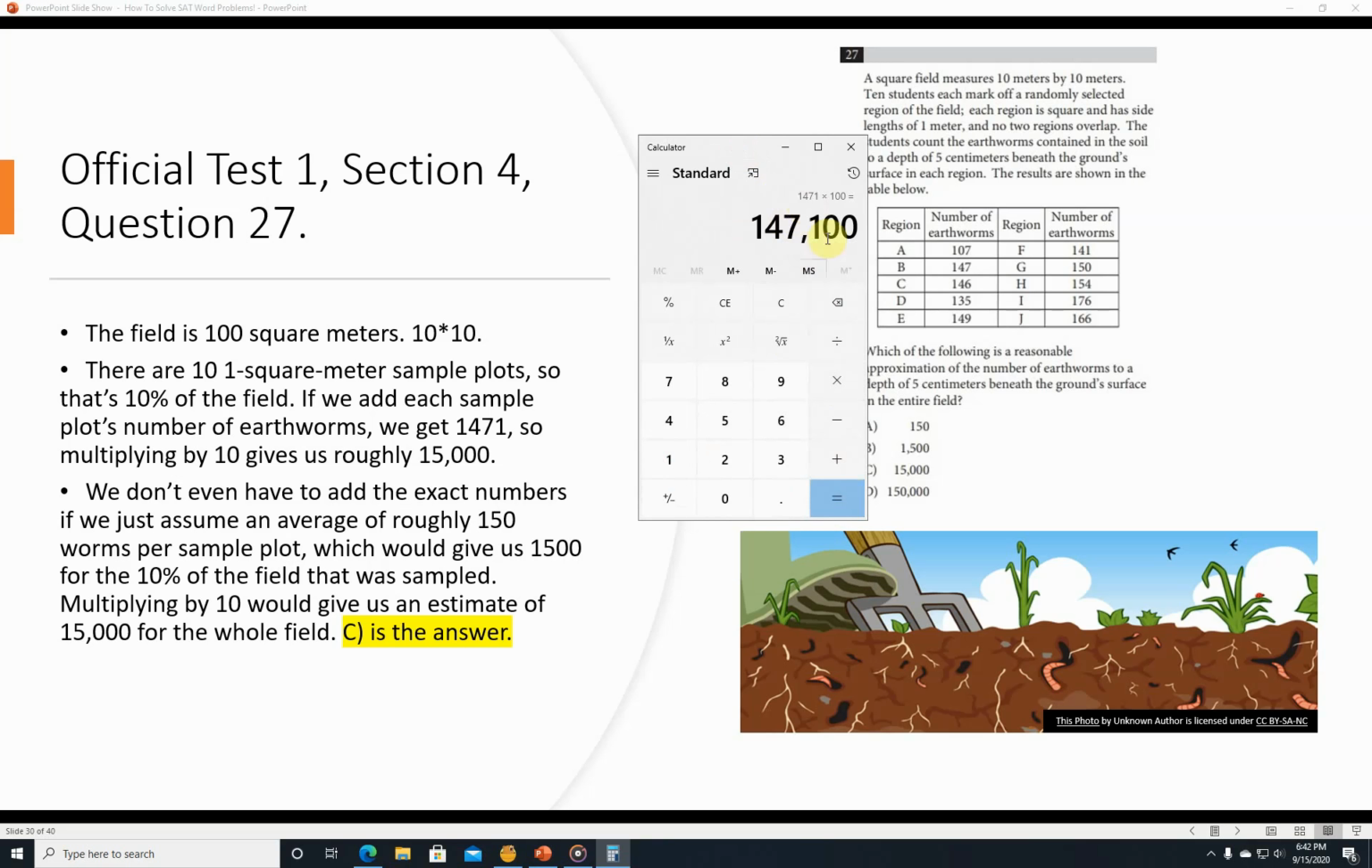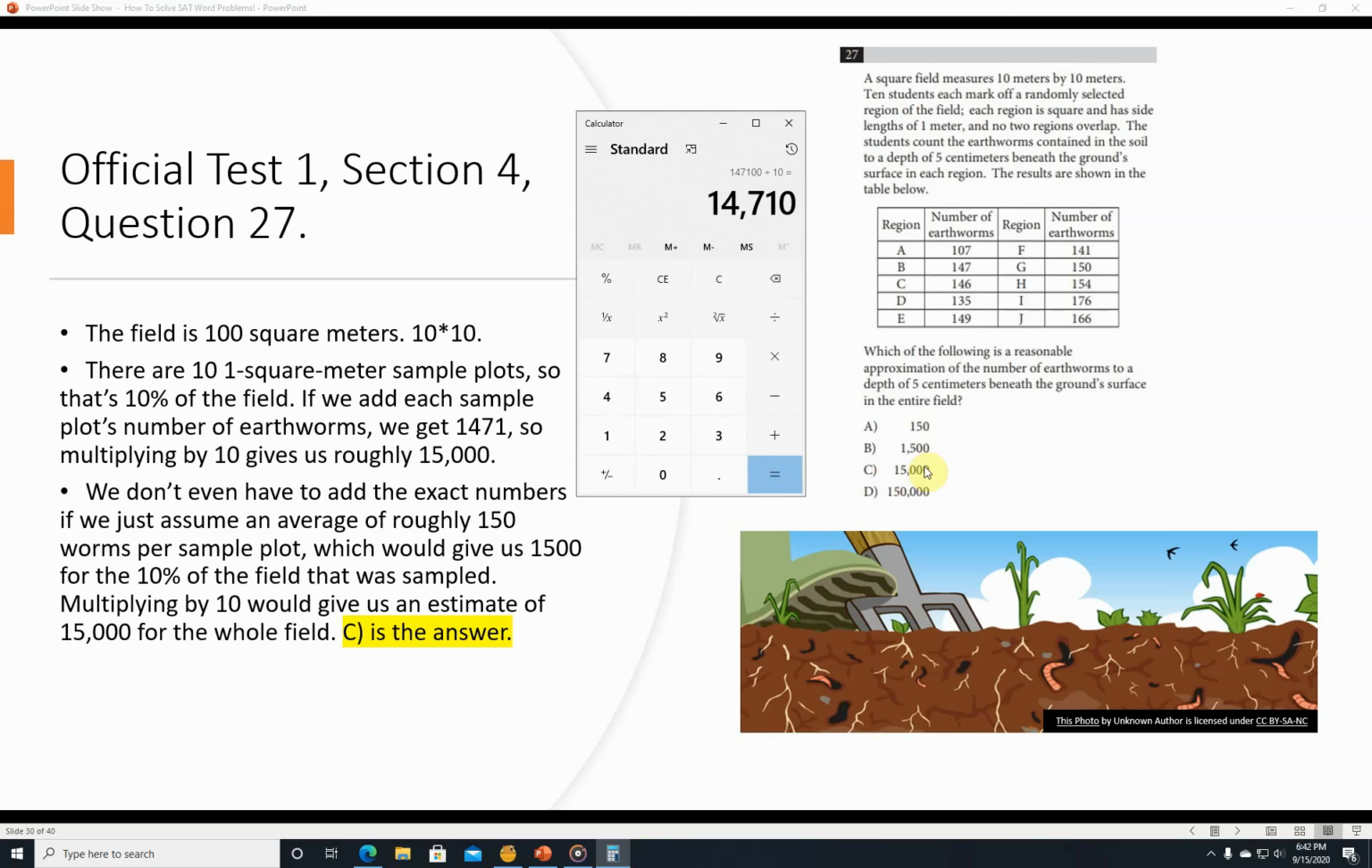So that's, oops, that's not what I need to do. I multiplied by 100 instead of 10, so I can just divide by 10 to fix it. Boom, 14,710, so that's roughly 15,000. Okay, we don't even have to add the exact numbers.